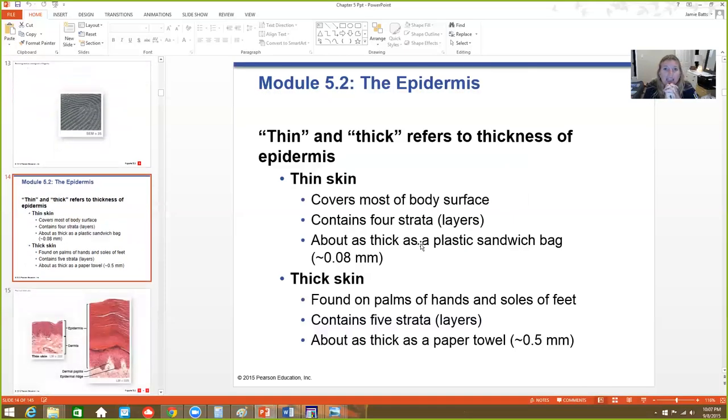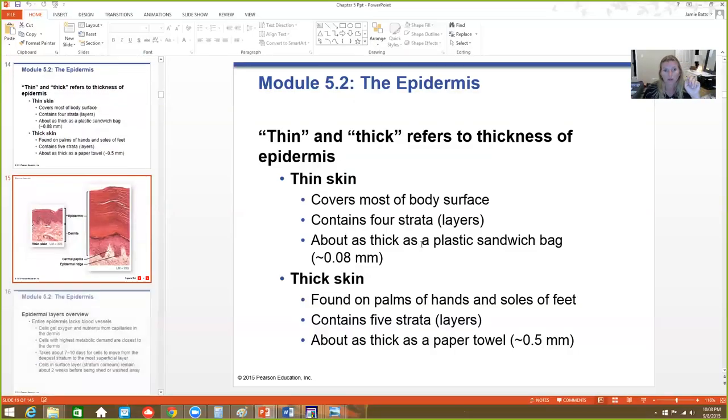There are thick and thin layers of skin. So thin skin is the majority of our epidermis. This is what you have on your face, on your arms, on your legs, on your back, etc. It only has four layers, whereas thick skin is what's covering the palms of our hands and the soles of our feet. This has five layers, and it's obviously thicker, as thick as a paper towel versus a plastic sandwich bag is the general comparison.